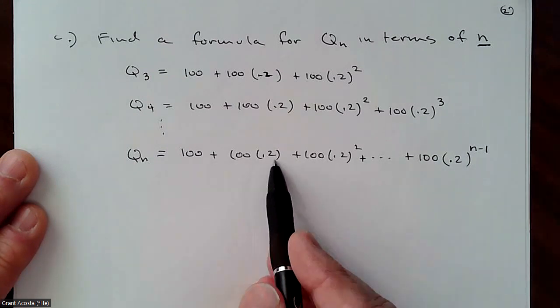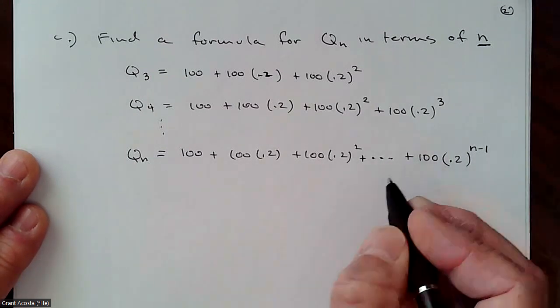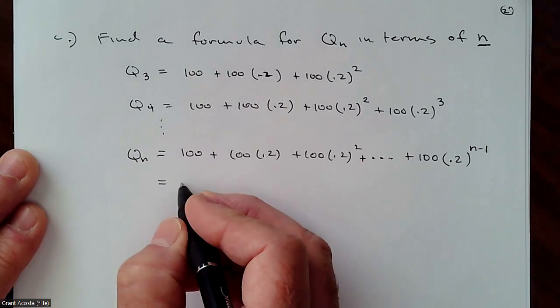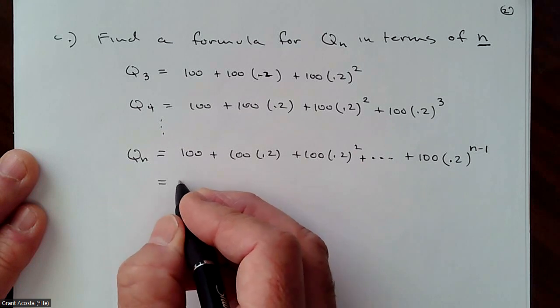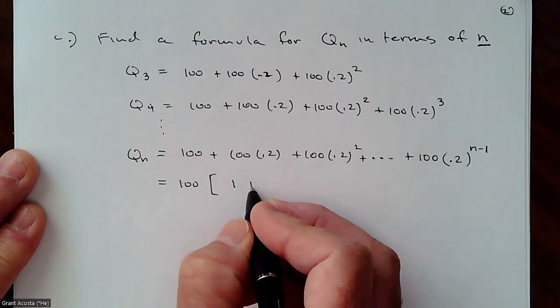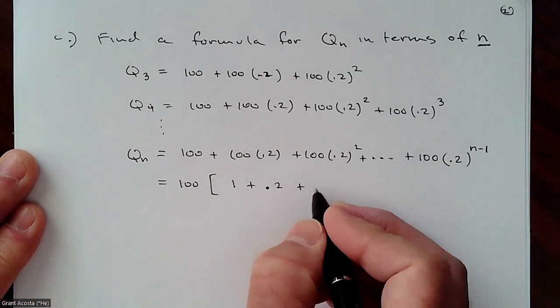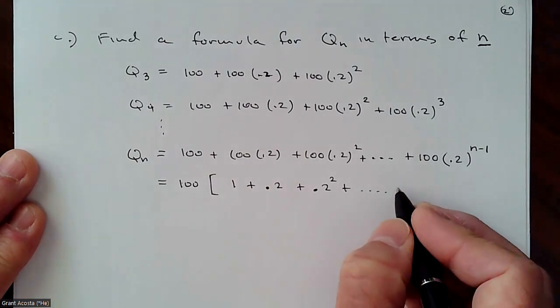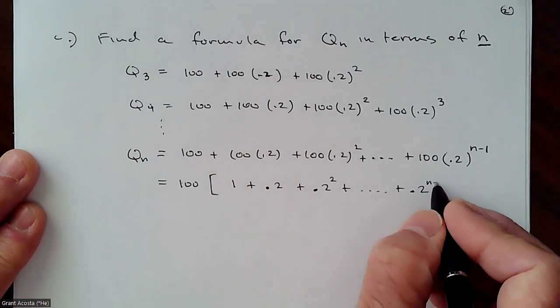This is a series. Notice I skipped a bunch of terms, right? I just went to n. And it's a geometric series. At the start of this video, we talked about how to find the sum of a geometric series. I think it's easier if we factor out the 100. So we just have 1 plus 0.2 plus 0.2 squared, dot, dot, dot, until we get to 0.2 to the n minus 1.